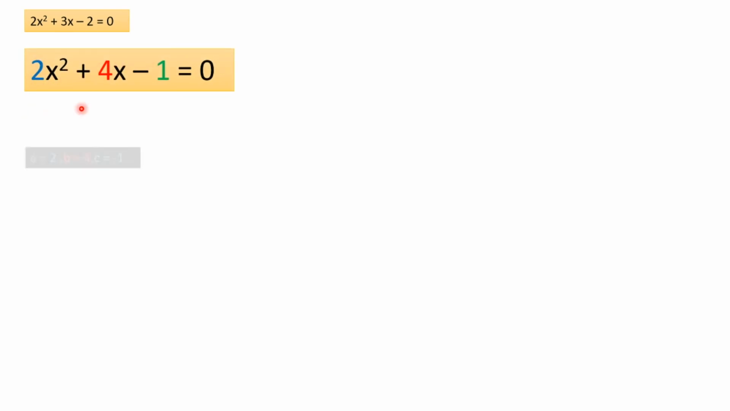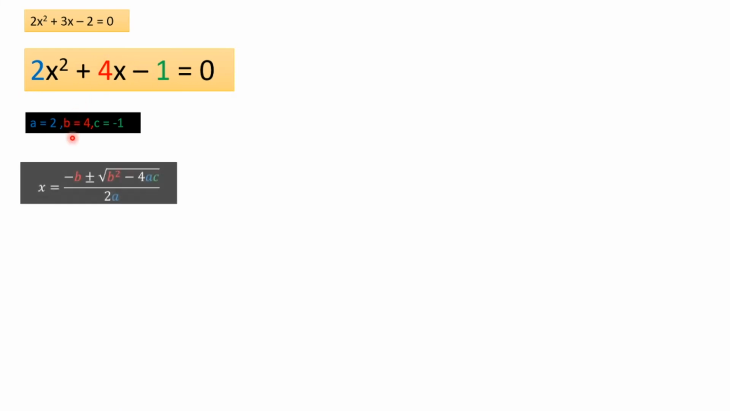Look at this, you have to go through the formula. So first of all you have to identify what the a, b, c values are. A is the front value of x squared, b is the front value of x, and c is the constant value. Now you can see here, this A, B, C, I call it: A equals 2, B equals 4 and C equals minus 1.